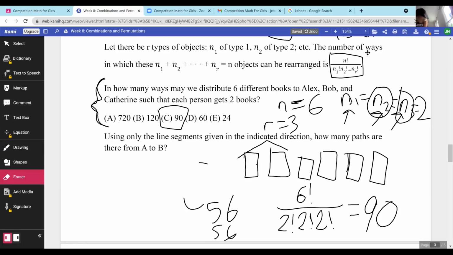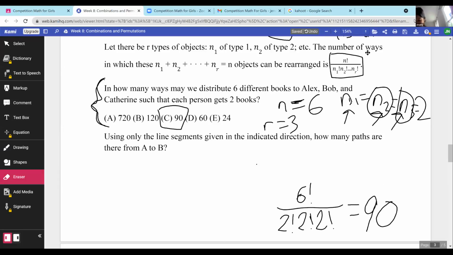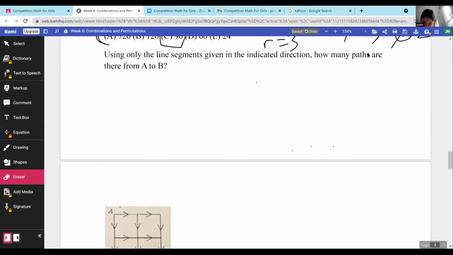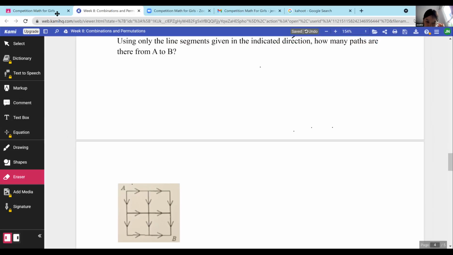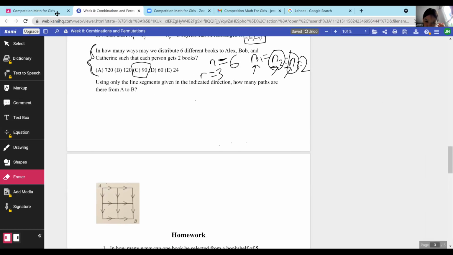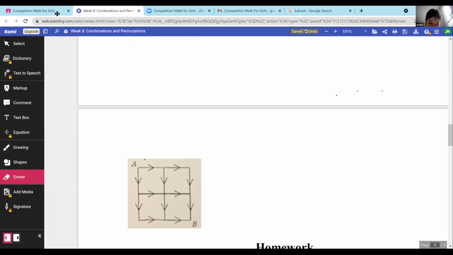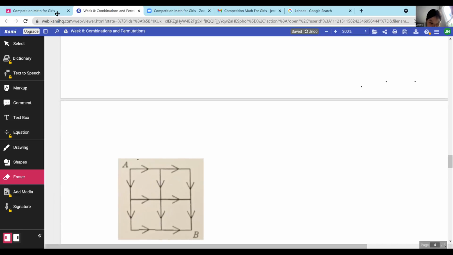So now we're going to try a problem using water pipes. Using only the line segments given in the indicated direction, how many paths are there from A to B? Can you make it a bit larger? Sure, I'll just show you the picture.